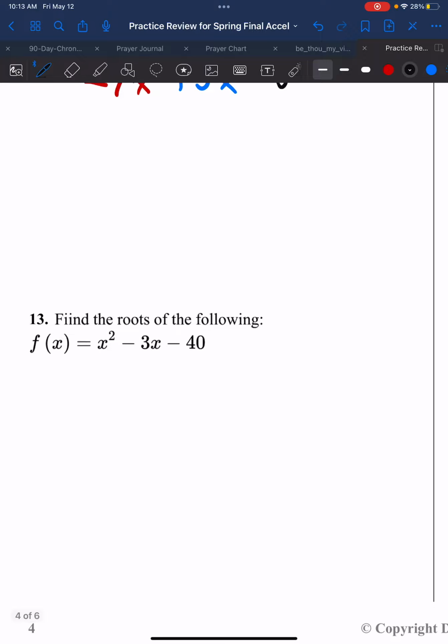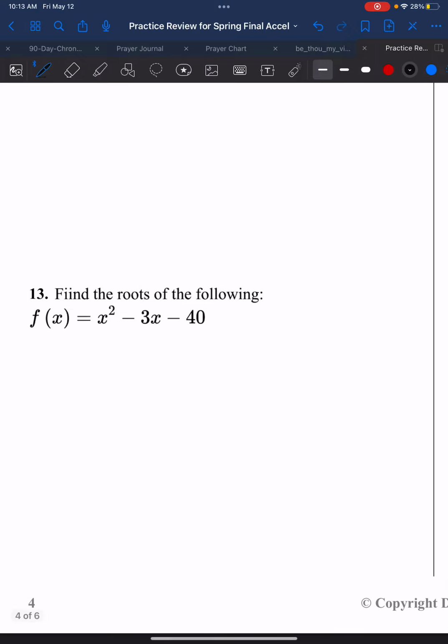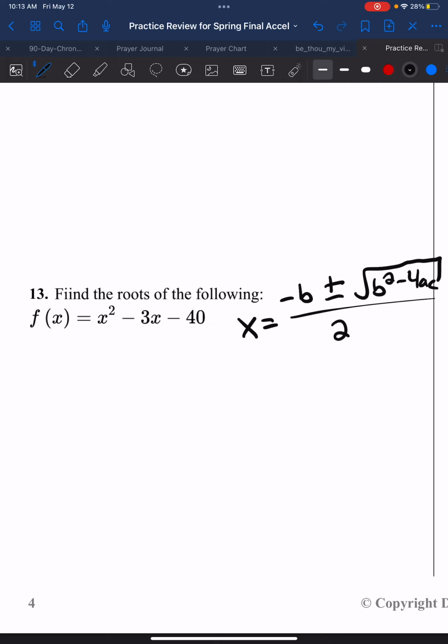Okay. Number 13, a little typo, but it's okay. It says find the roots of the following. And there's multiple ways you can do this. You can use the quadratic formula, which I'll write down here if you want to use it that way. x equals -b plus or minus the square root of b squared minus 4ac, all over 2a. That is one way you could do it. And this 1 would be your a, -3 would be your b, and -40 would be your c.